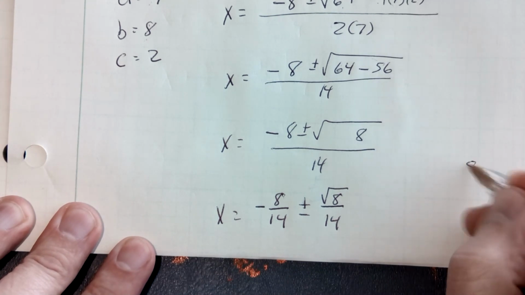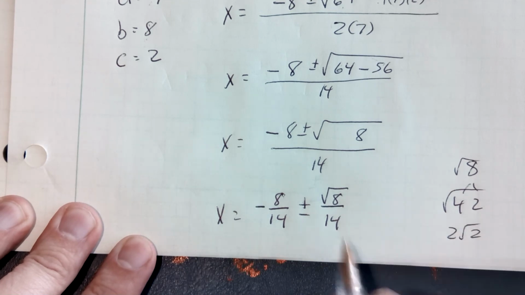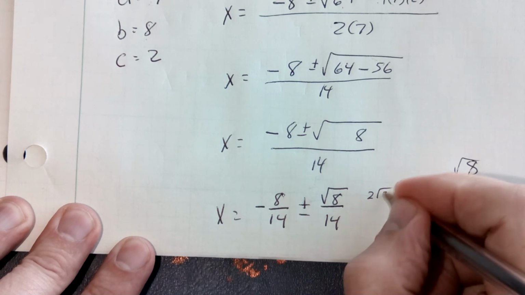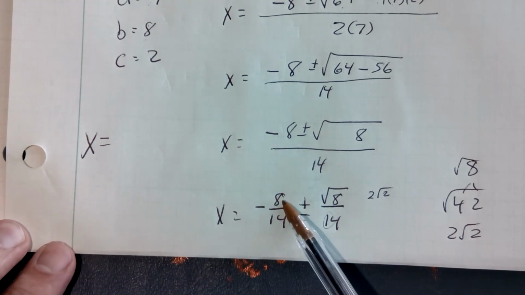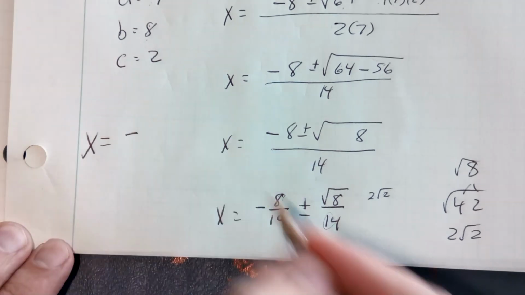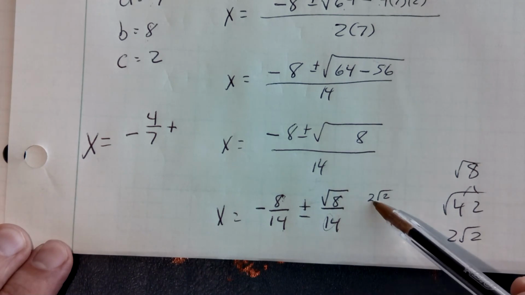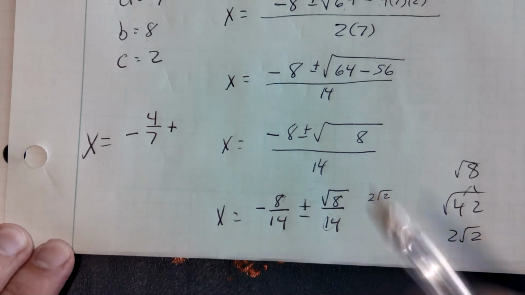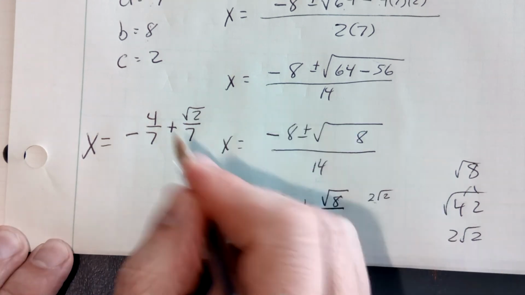Now, 8 breaks down to a 4 and a 2, so when I square root, I get 2 square roots of 2. So I'm going to write this square root of 8 as 2 square roots of 2, which I'm going to simplify. So again, my first solution, negative 8 over 14, both have a factor of 2, reduces to a negative 4/7 plus, now remember, square root of 8 is 2 square roots of 2, and the 2 and the 14 reduce, so I'm left with just a square root of 2 over 7.